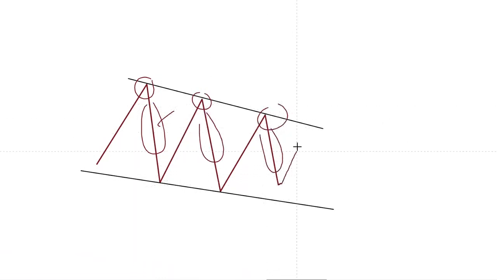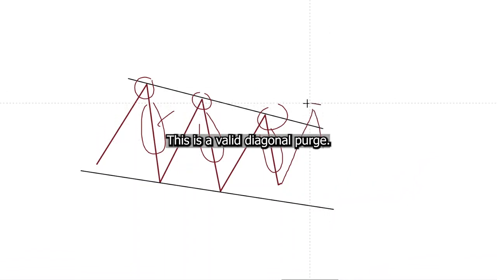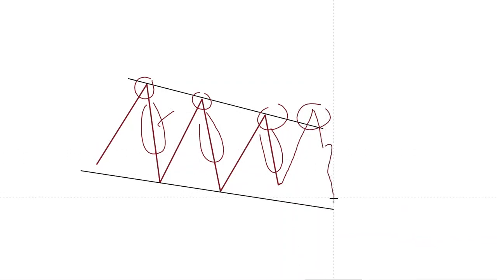So when price does come up here, this is a convincing enough trend line for the retail trader. When price does come up here and comes back inside the range, this is a valid diagonal purge. So now you're trying to take price all the way back down here, or like we said previously, to the extreme of your regular range.